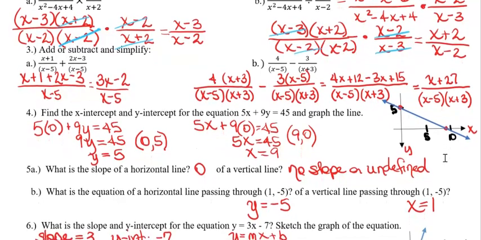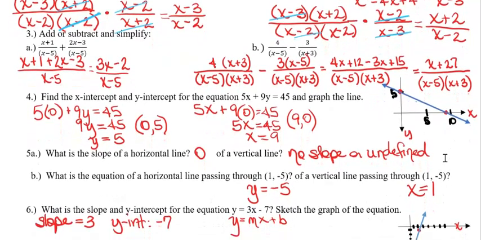All right, then for 3 and 4, we're working on adding and subtracting. So first off, I have a common denominator for this first problem. So if I have a common denominator, I'm just going to bring that common denominator straight down. And so I can combine my numerators. So for my numerator, I've got x plus 1 and 2x minus 3. So I'm just combining like terms there.